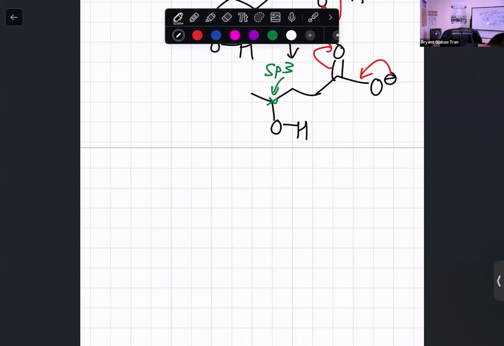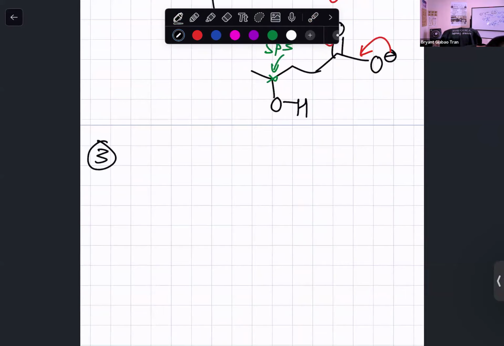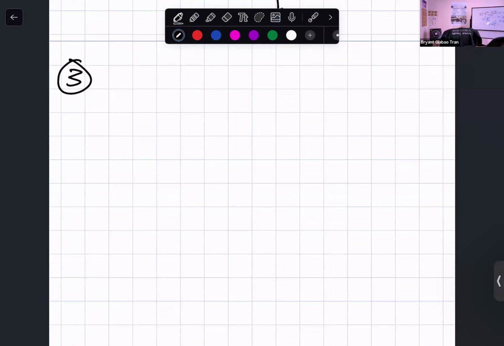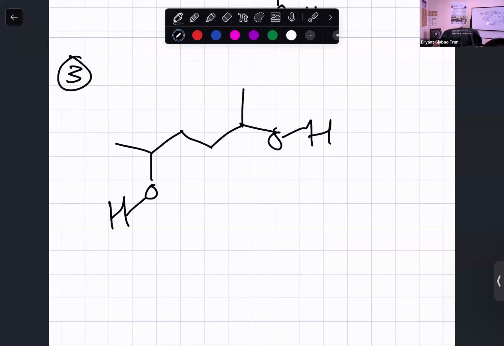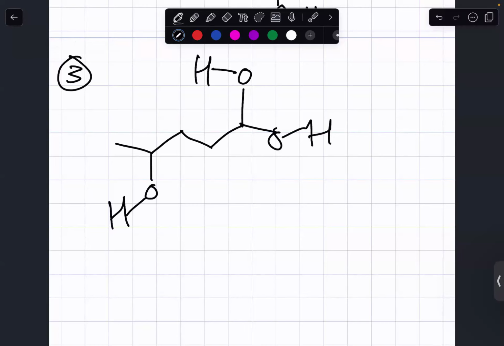Let's move on to the third one. Complete the structure and add the curved arrows. Omit H2O. Wait, is that iodine or hydrogen? I think that's H. Sorry, the photo that I sent you was kind of cropped, but the oxygen at the lower right is attached to a hydrogen.